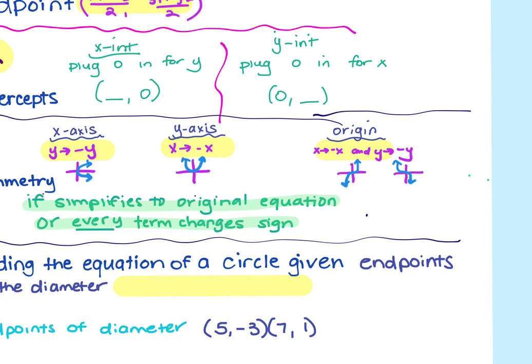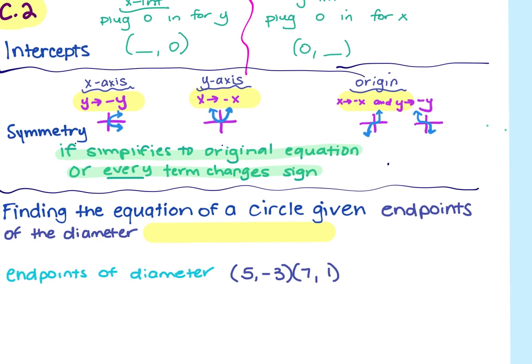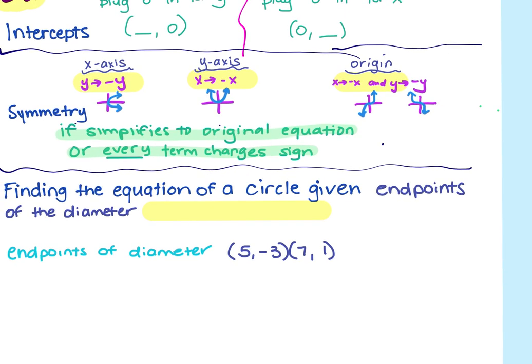And remember, that comes back again when we talk about even and odd. Okay, so symmetry, y and origin, you could see twice by way of that. All right, then came finding the equation of a circle given the endpoints of the diameter.